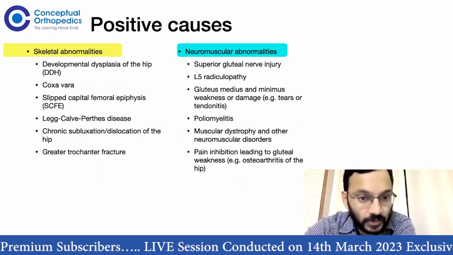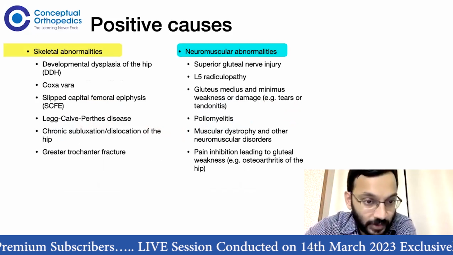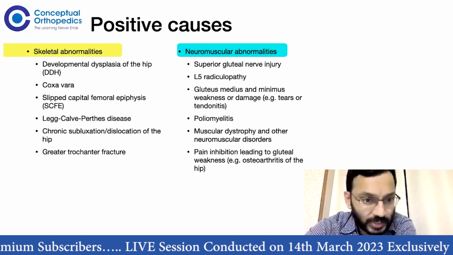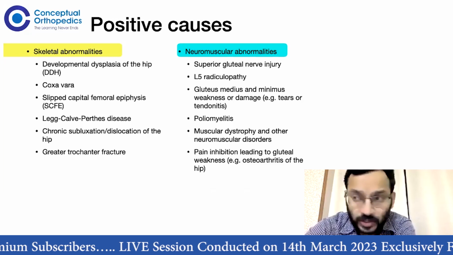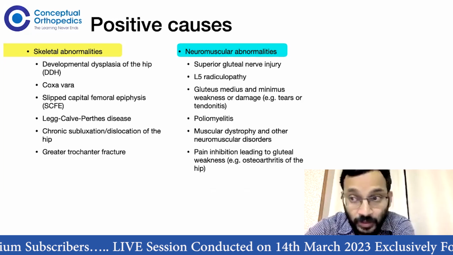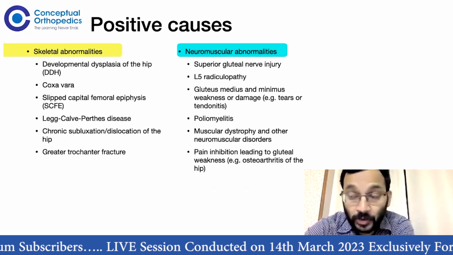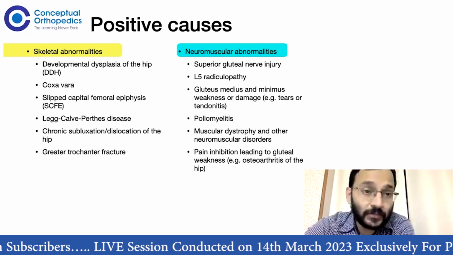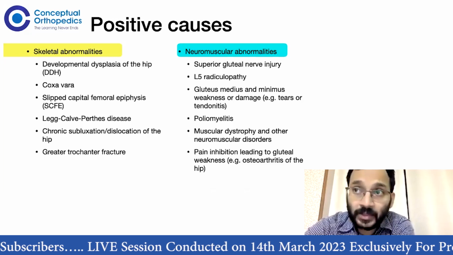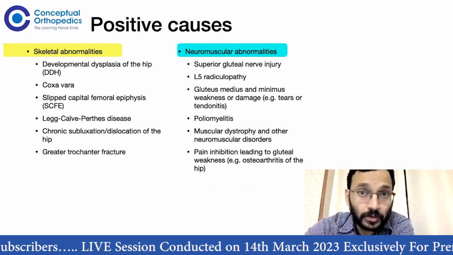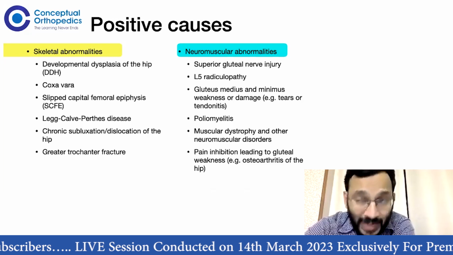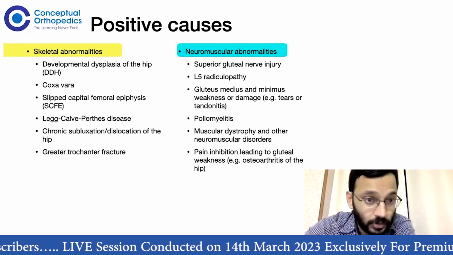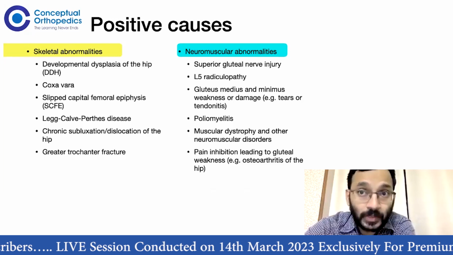Perthes disease, chronic subluxation or dislocation of the hip, acute dislocations of the hip, fracture neck of femur, a greater trochanteric fracture, a fractured neck of femur non-union, a greater trochanteric avulsion injury, anything which involves either the greater trochanter, the absent femoral neck, or absent femoral head. Okay, so these are all the skeletal things.